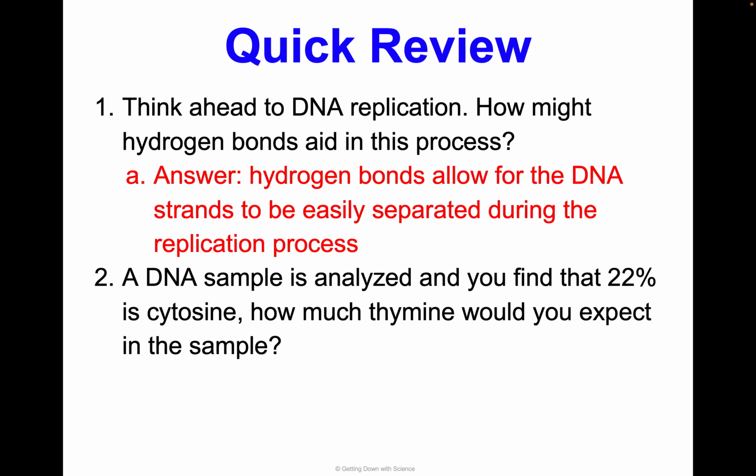Quick review number 2. A DNA sample is analyzed and you find that 22% is cytosine. How much thymine would you expect to find in the sample? This is a trick question because cytosine does not pair with thymine.